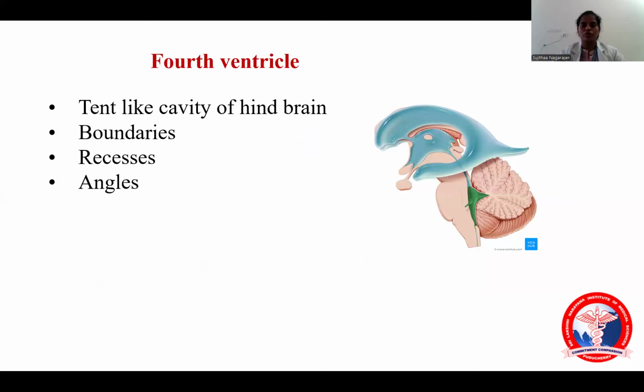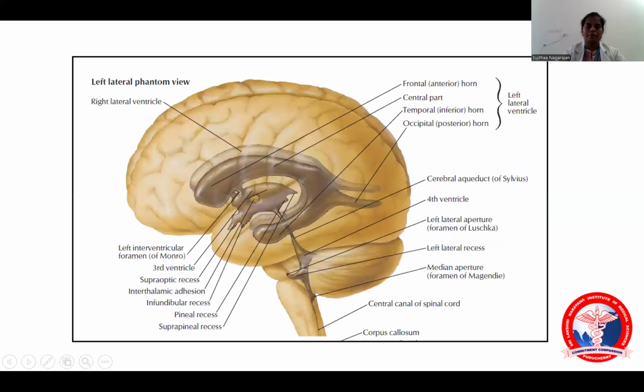Now, let's move on to the fourth ventricle. This fourth ventricle is a tent-like cavity of the hindbrain. It has boundaries, recesses, and angles. So, we can see it is the cavity of the hindbrain. It is closely related to the cerebellum, pons, and medulla oblongata. In this picture, we are able to see the fourth ventricle here. The lateral ventricle and the third ventricle we have already discussed.